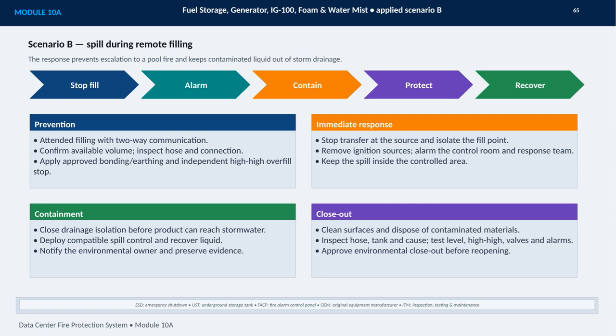Close drainage isolation before product can reach stormwater, deploy compatible spill control materials, recover the liquid, notify the environmental owner, and preserve evidence. Closeout includes cleaning surfaces, disposing of contaminated materials, inspecting the hose and tank, investigating the cause and testing levels, alarms, valves, and shutdown functions. Environmental approval is required before reopening.